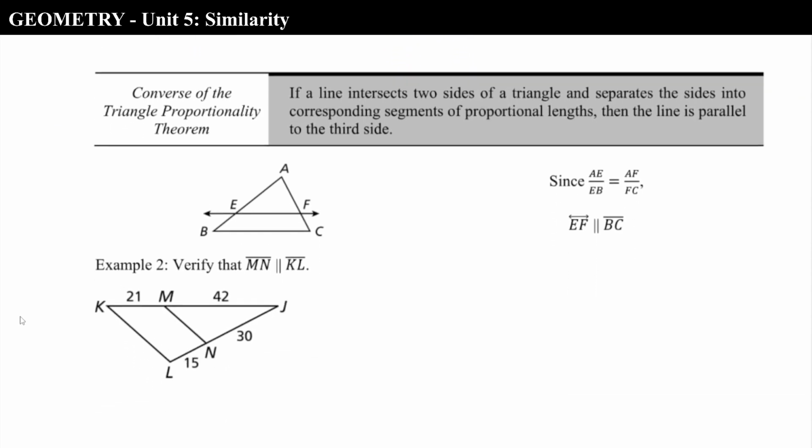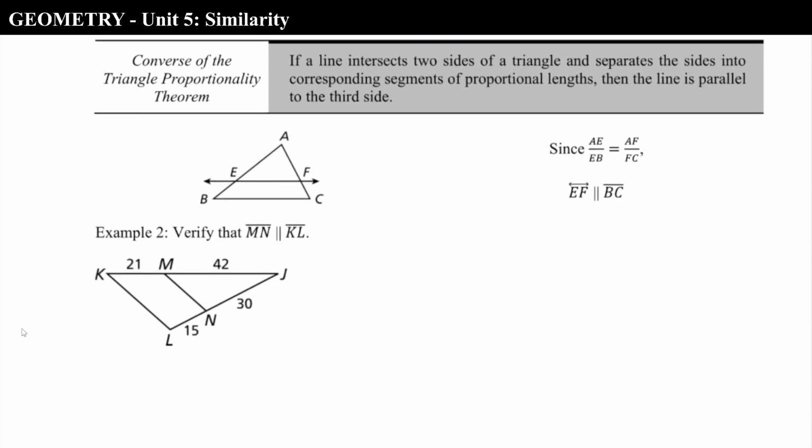Now we also have the converse of the triangle proportionality theorem, which goes the other way around. If we know that the proportionality of the segments on this side is equal to the proportionality that we have for these two segments, then we know that BC and EF, these two lines, are going to be parallel.